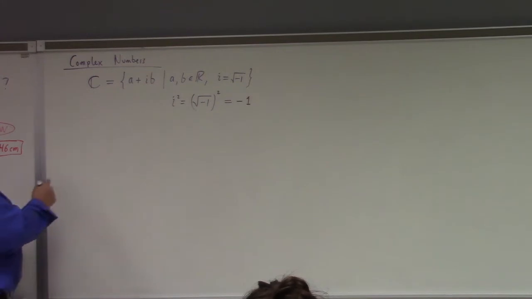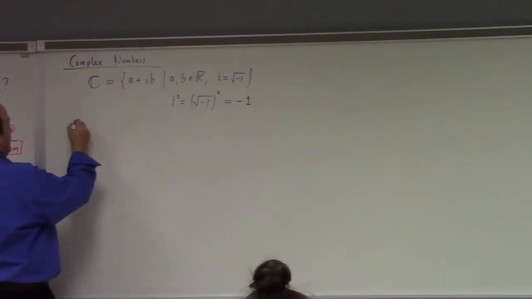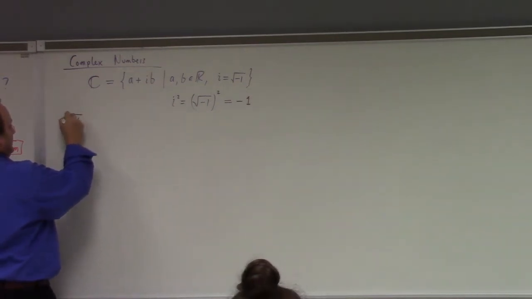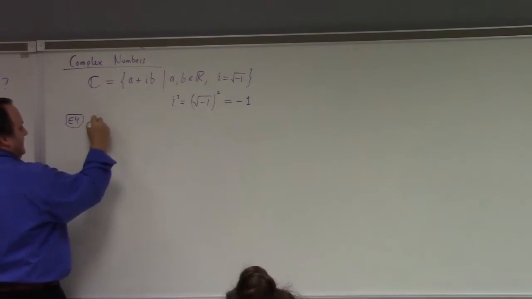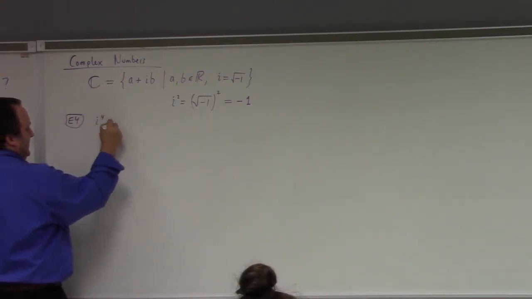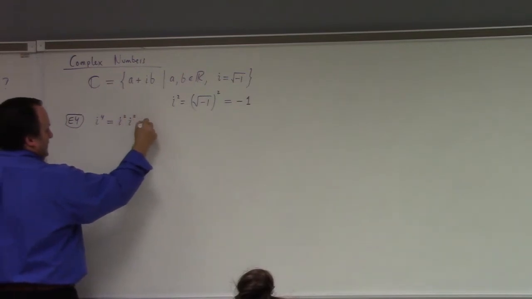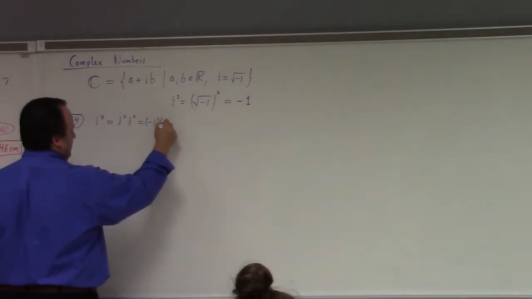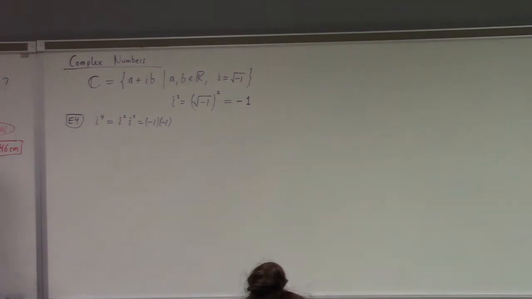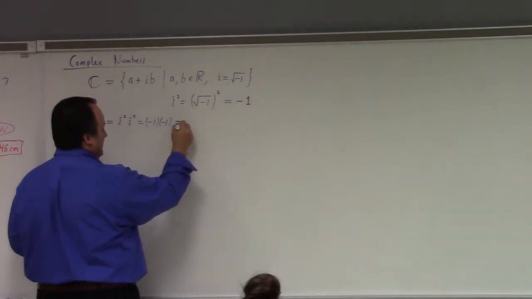So let's look at some consequences of that. Example 4, what happens if you calculate i to the 4th power? Well, that would be i squared times i squared, which would be minus 1 times minus 1. What's minus 1 times minus 1? Not a trick question. Just 1, right? So i to the 4th power is 1.